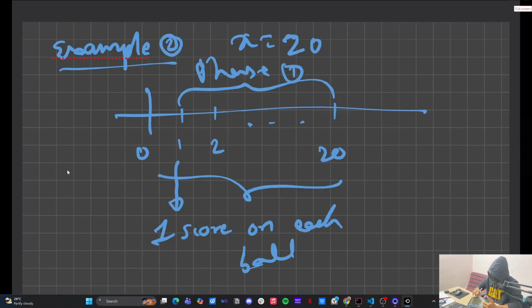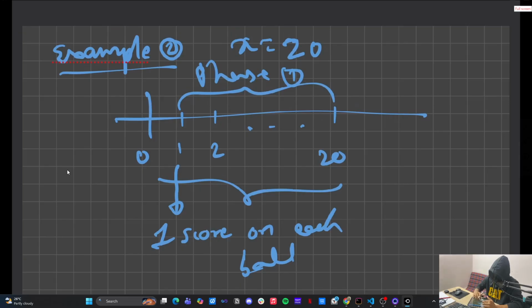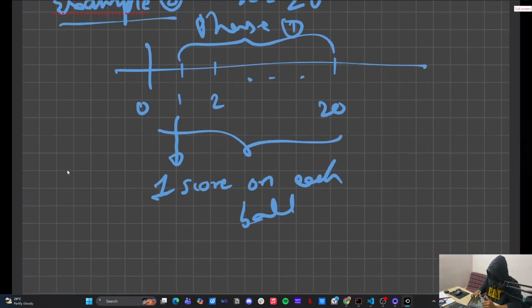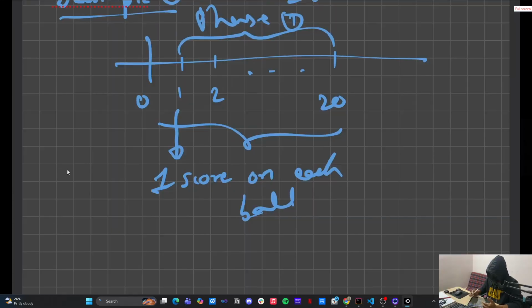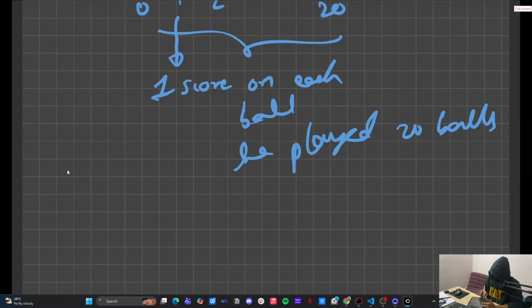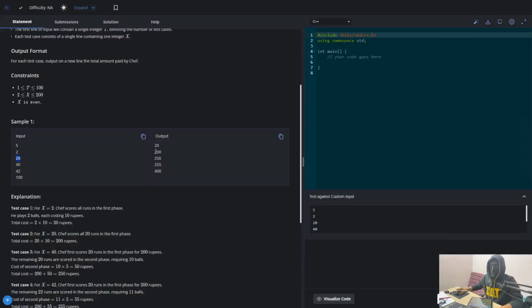So from this you have understood he has played only 20 balls, and in phase 1 one ball costs 10 rupees, so 20 balls into 10 is going to be 200. For the second test case, the answer is 200. Now let's try to understand this 40, which is example 3.